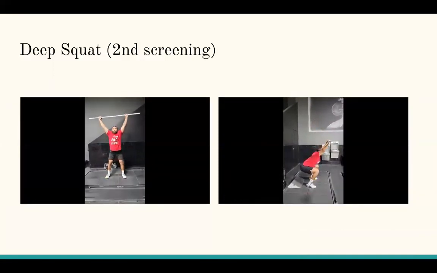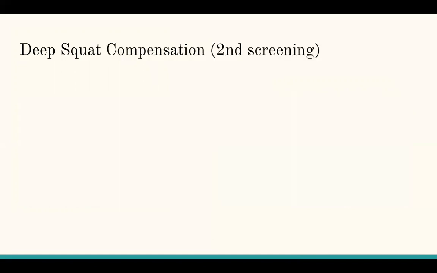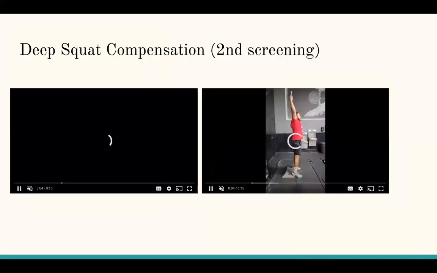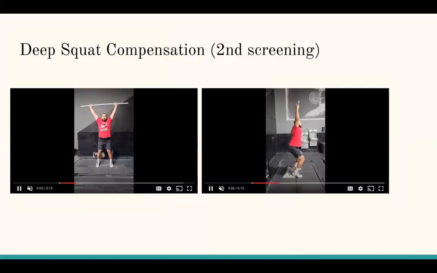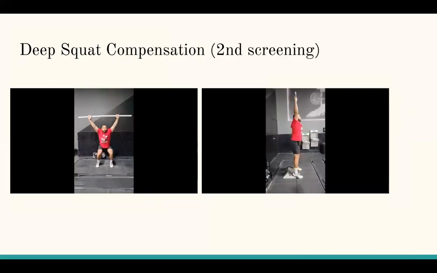So this is the deep squat for our second screening. And this is the deep squat again for the second screening. However, we have the compensation. As you can see, there's more improvement with the compensation.